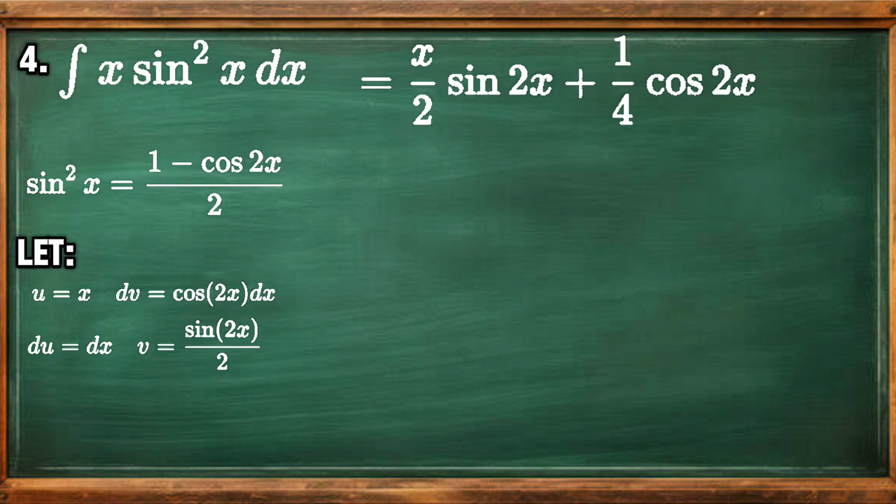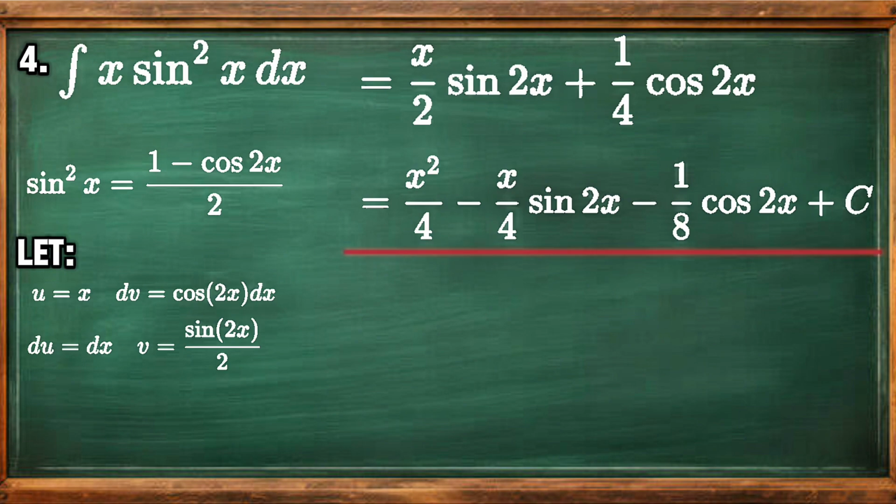We finally return to the original expression and combine both parts. Now, we have the final answer, x squared over 4 minus x over 4 sine 2x minus 1 over 8 cosine 2x plus c.